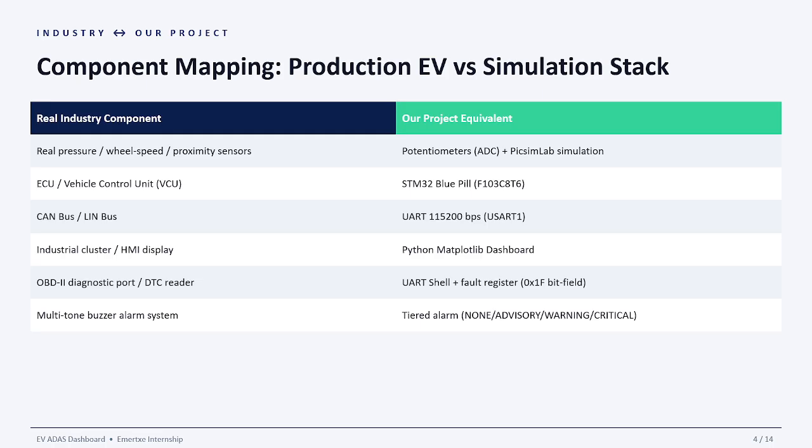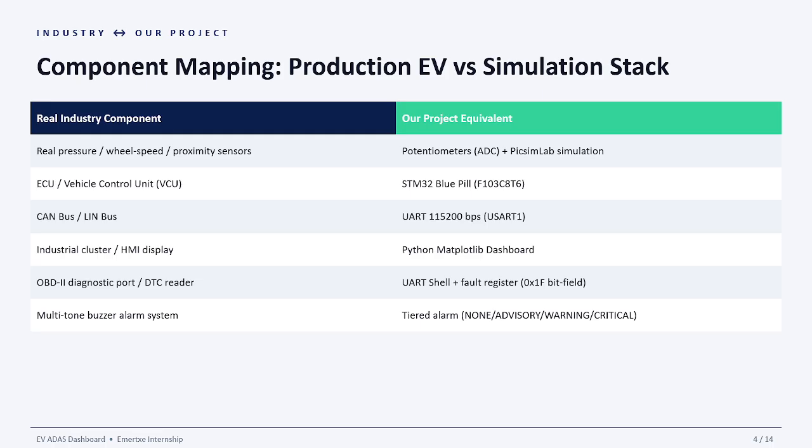This slide shows the complete development roadmap of my project. Instead of developing everything at once, I divided the project into 9 phases so that each module can be tested independently before integrating them. The first phase was setting up the development environment. I installed STM32CubeIDE for firmware development, PixSimLab for hardware simulation, and Python for creating the dashboard.